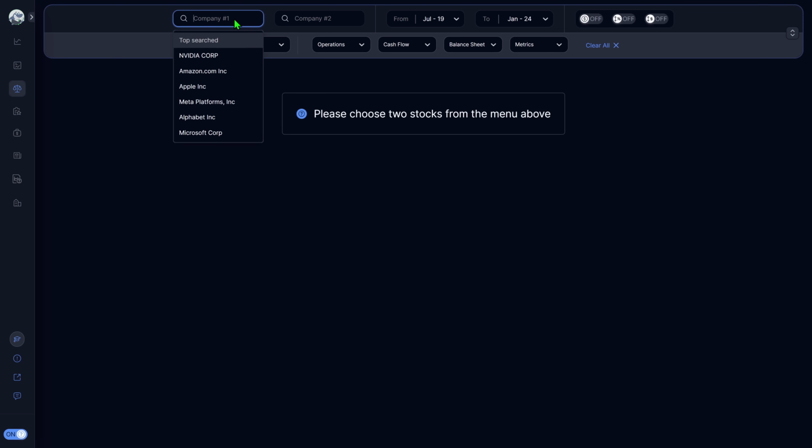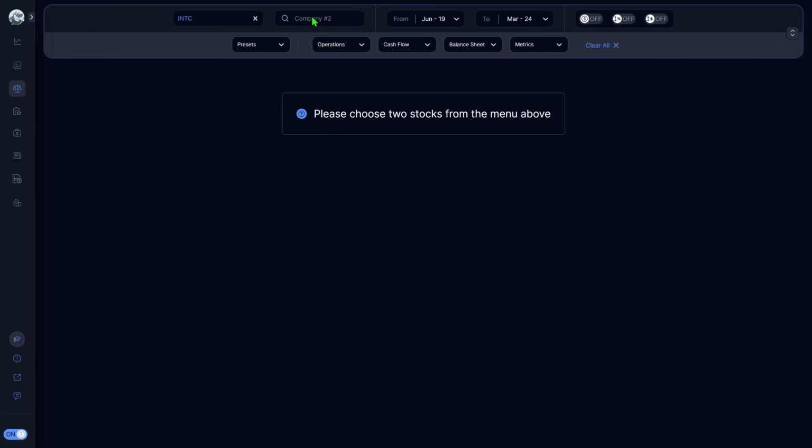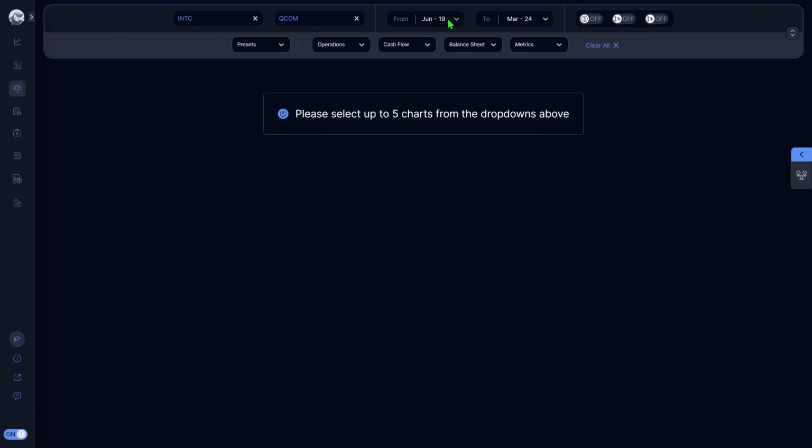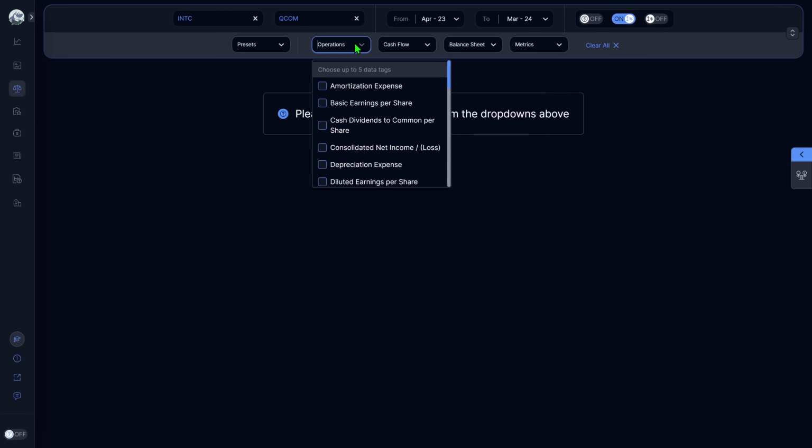Intel reported its earnings on April 25th. Qualcomm reported its earnings on May 1st. To make it easier to watch, let's set the time range to 4 quarters back from the last reported one. For our comparison, we are using the Show Change in Percentage button.